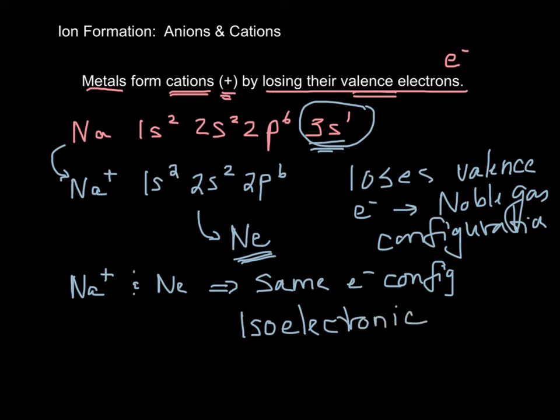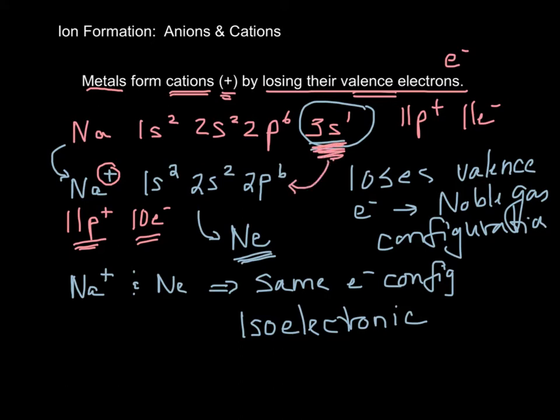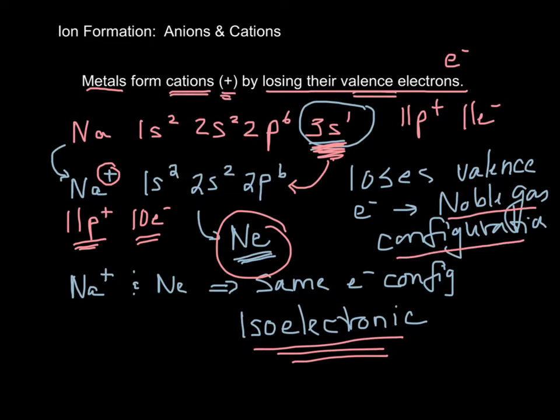Now if you look, sodium has 11 protons and 11 electrons. Sodium ion still has 11 protons, but now it has only 10 electrons. Since it has one more proton than electron, it has a plus charge. Now Na will always form +1. It's never going to form +2 or +3. It has one valence electron, and it's going to lose that one valence electron to become isoelectronic with neon. It's going to gain a noble gas configuration.